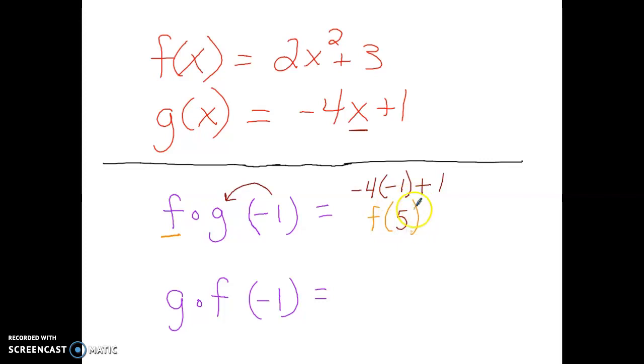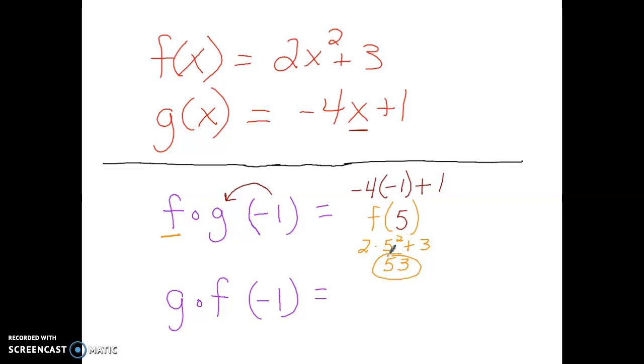So now I'm going to take this 5, bring it up here to my f function, and put it in place of my x. So now I have 2 times 5 squared plus 3. If I do my order of operations, I would do 5 squared first, which is 25, times 2 is 50, plus 3. I get an answer of 53.